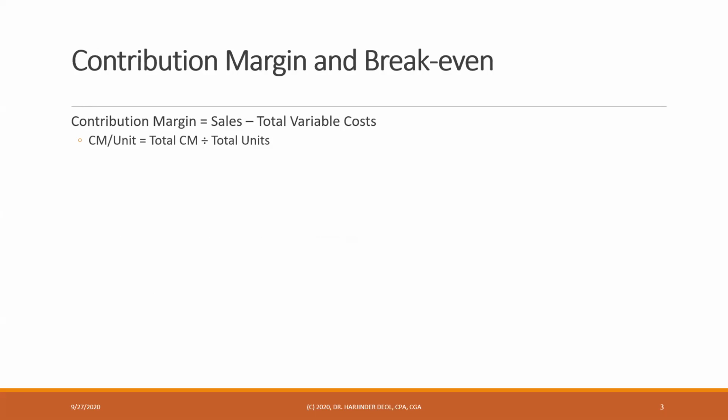Now, if we want to look at our contribution margin on a unit basis, then we can take our total contribution margin and divide that by total units. Our contribution margin ratio is your total contribution margin in dollars divided by total sales. Alternatively, we can also calculate this by taking contribution margin per unit and dividing that by the selling price. Either way, we should be able to calculate our contribution margin ratio.